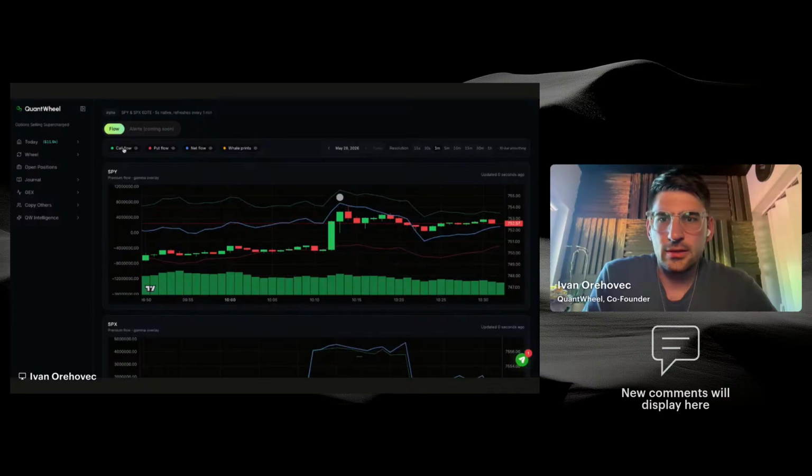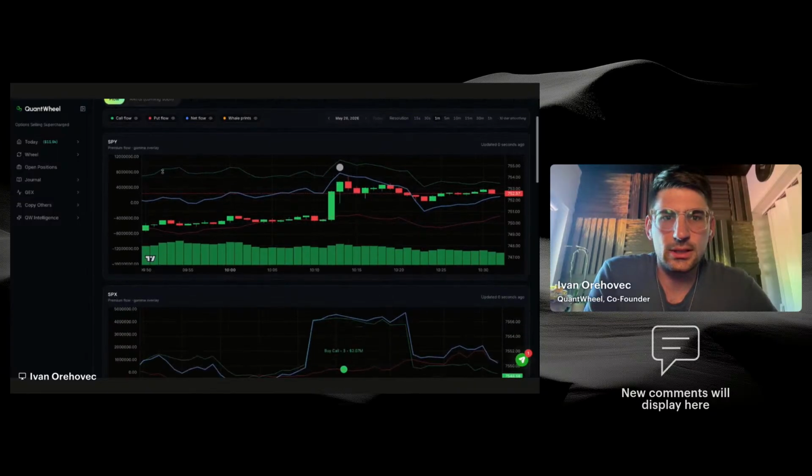You can modify if you want to see the premiums that go in and out of the market from the calls and puts perspective. So literally, if the call dollar amount is going up, it means people are buying more calls. If it's going down, meaning people sell those calls. This is on a 1 minute aggregated time.